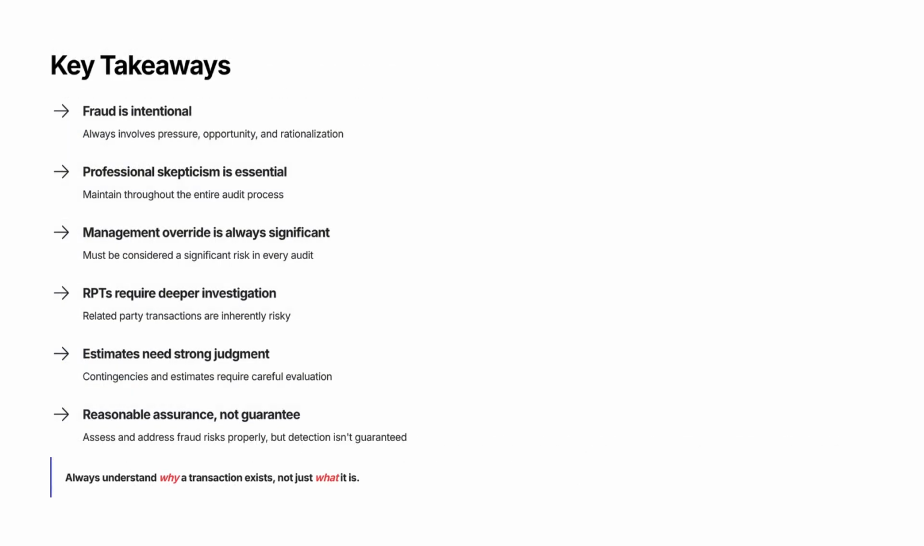Before we wrap up, here are the key points you need to remember. Fraud is intentional and always involves pressure, opportunity, and rationalization. Auditors must maintain professional skepticism throughout the entire audit. Management override is always a significant risk. Related party transactions are inherently risky. Always dig deeper. Estimates and contingencies require strong professional judgment. Fraud can come from management, employees, or third parties. Your role is to obtain reasonable assurance, not guarantee fraud detection, but to assess and address fraud risks properly. Always understand why a transaction exists, not just what it is.